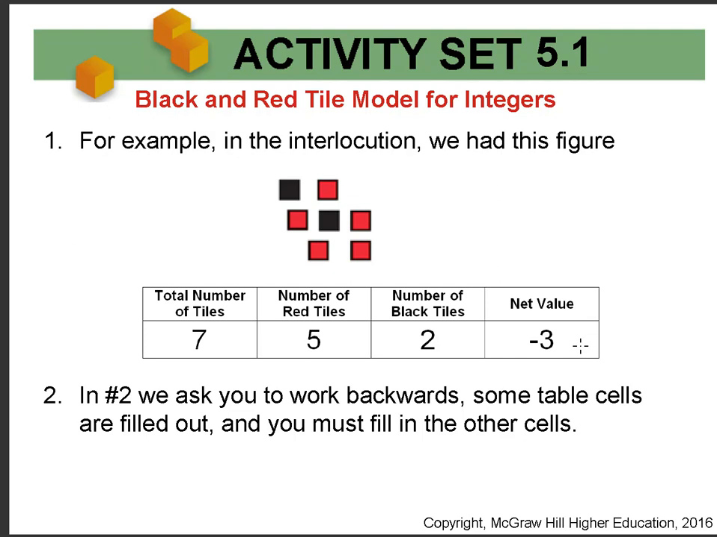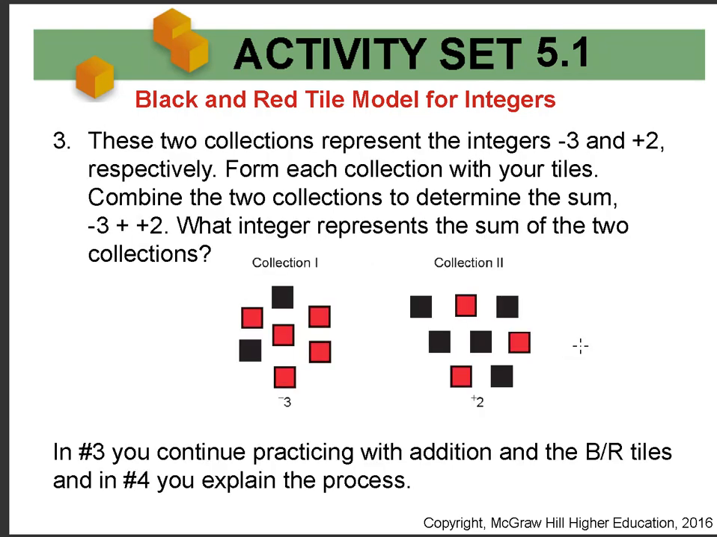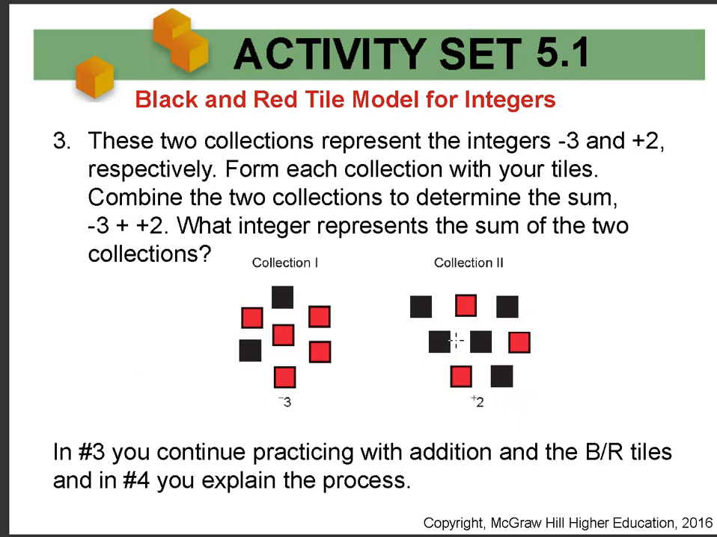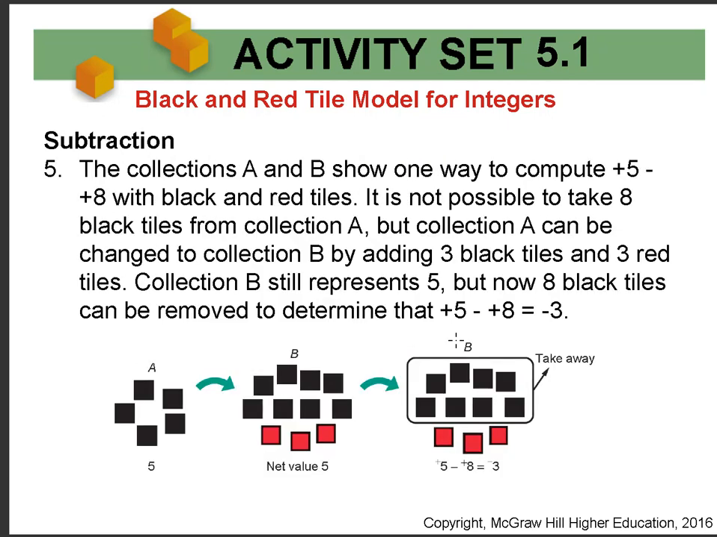It's very straightforward to fill out that table in number 1, and in number 2 we give you a similar table but with some cells filled in for you, and you have to fill out the rest of the cells. Now in question 3 we have 2 collections, -3 and +2. We're going to start thinking about operations. So if I combine these two, what value do I get? This is addition. This will lead us into subtraction.